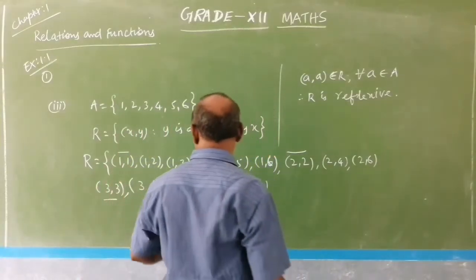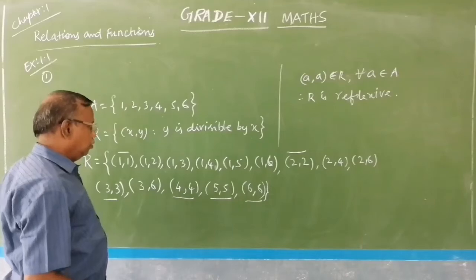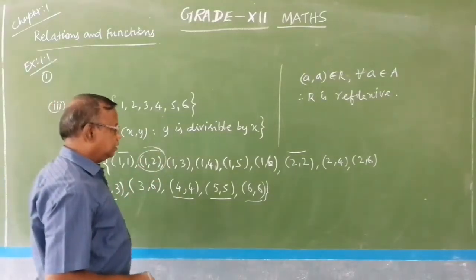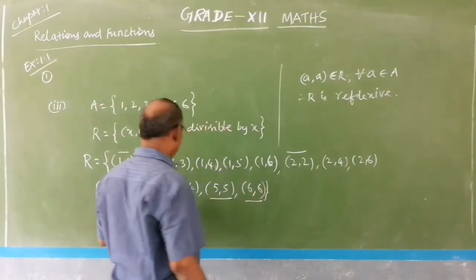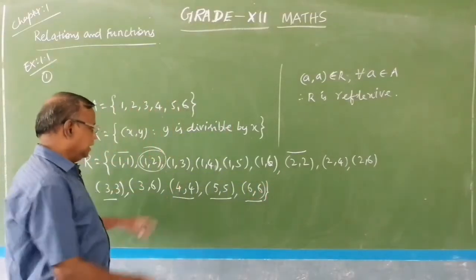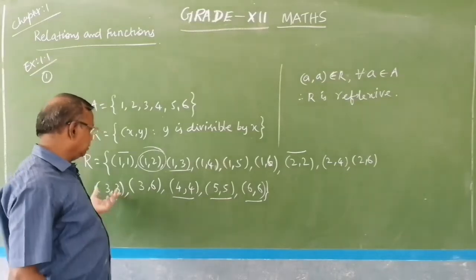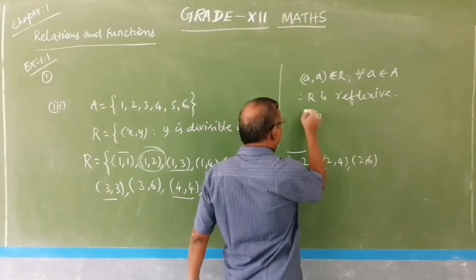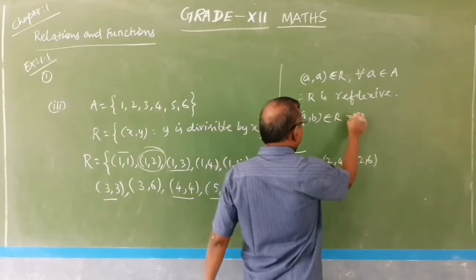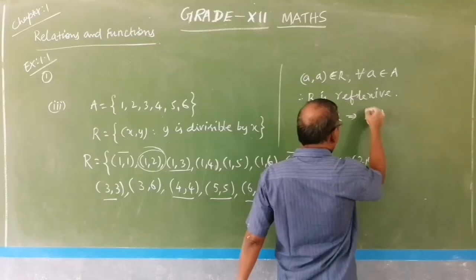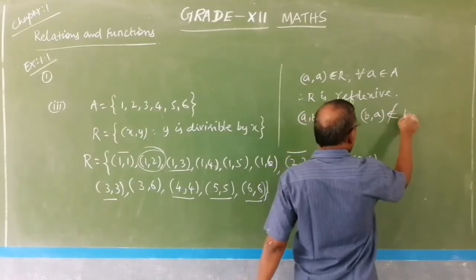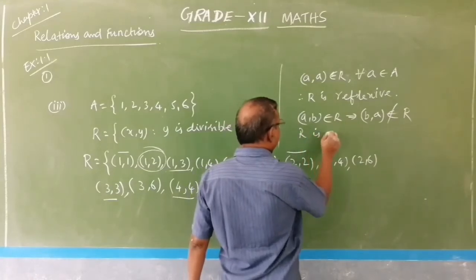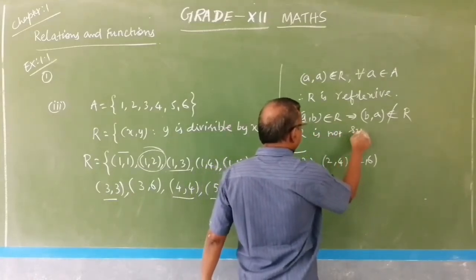And second, is it symmetric? For symmetry, we have (1, 2) as an element here, but there is no element (2, 1). Similarly, (1, 3) is an element, so (3, 1) does not belong to the relation R. Here (a, b) belongs to R does not imply (b, a) is an element of R. Therefore, R is not symmetric.